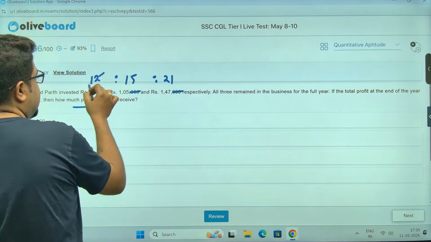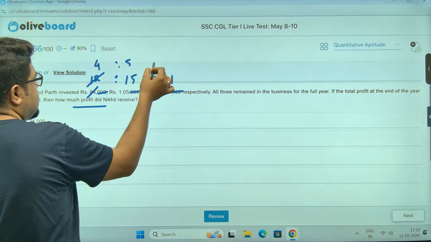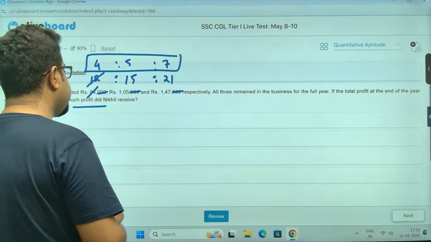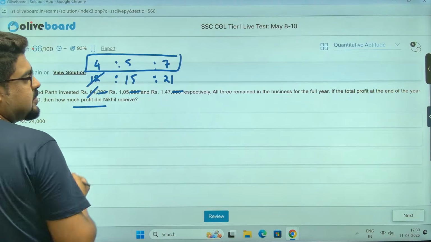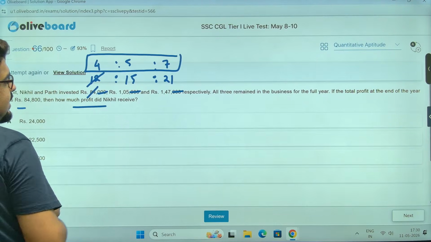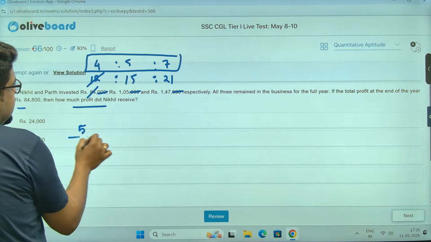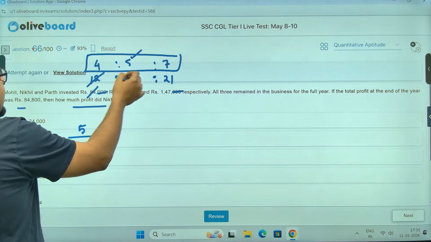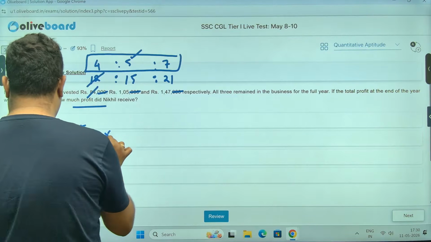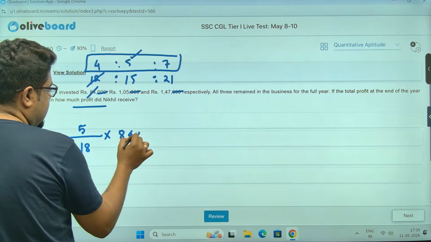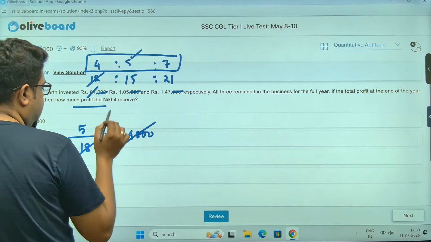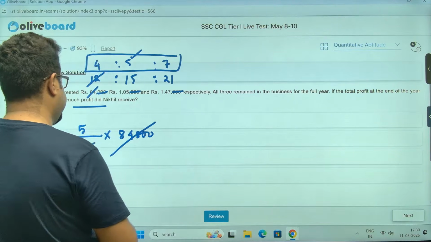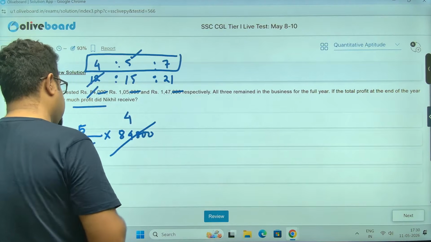721 sir, this 3 से भी जाएगा sir, 3 4s, 3 5s, 3 7s. Nikhil, अच्छा 5 multiple, again I cannot use the multiple concept because everything is a 5 multiple. So you can do this. Nikhil will get 5 parts out of 5 plus 4, that is 9 plus 7, that is 18 parts of 84 800 sir, right? 84 800, चलो ठीक है.